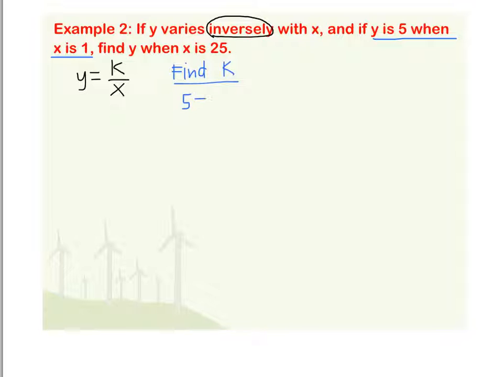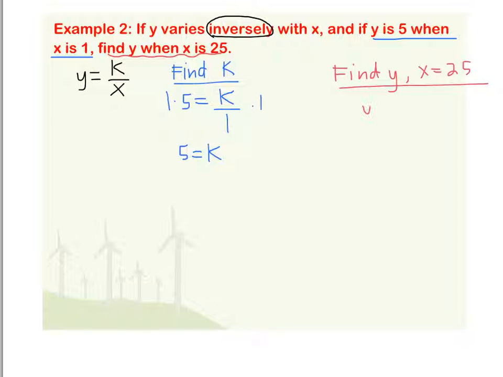So when y is 5, x is 1. So that means we can multiply by 1 on both sides, and we'll get that in this case, k is 5. The last step is always to find what they're asking for. So it says find y when x is 25. So let's see here, we're going to have y equals 5 over x, because that's what we found out. Our constant of proportionality is 5. So now we'll find y when x is 25 by plugging in 25 for x, and we'll reduce, and our final answer is 1/5.